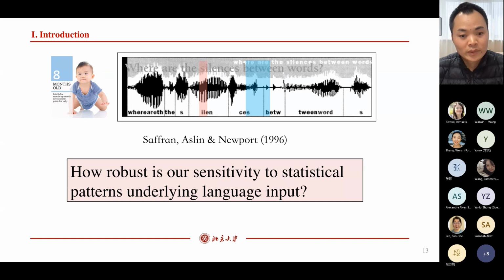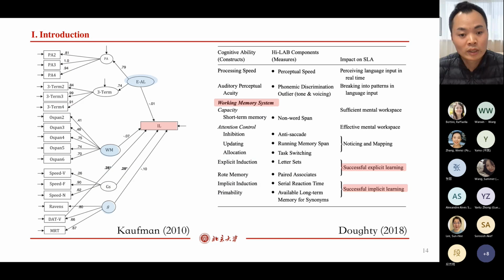So a natural question is, if 8-month-olds are able to show such statistical learning ability, will this ability be subject to some kind of maturational constraint? Will adult L2 speakers be able to track such statistical information underlying multiword sequences as well? So this is the other point of why I'm trying to do this research in this context.